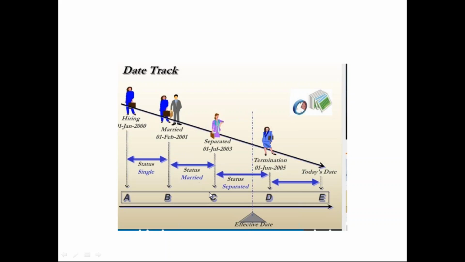2001 to 2003 he is in married life. From 2003 he separated. Then in 2005 he gets terminated from the organization. So by seeing this, we can track not only marital status, this is just an example, but the complete employment history.